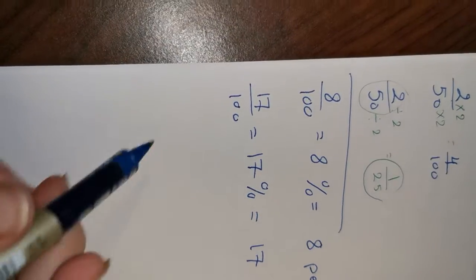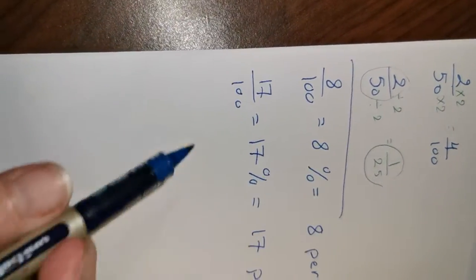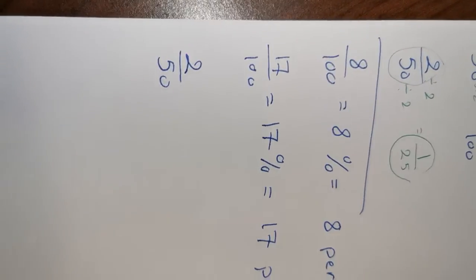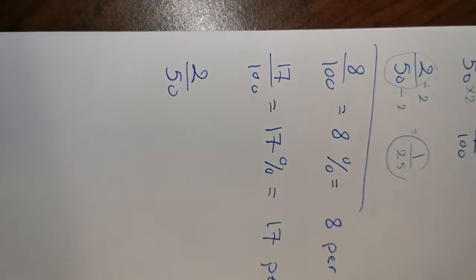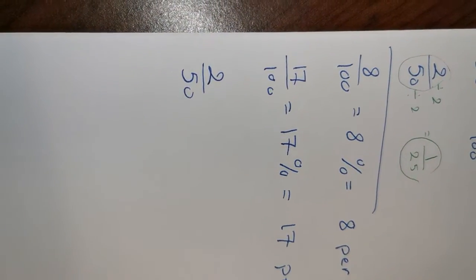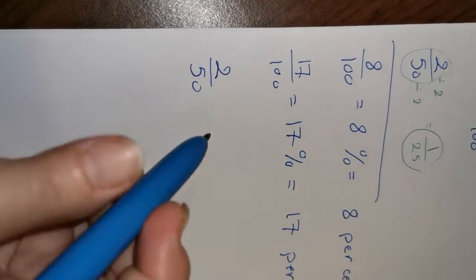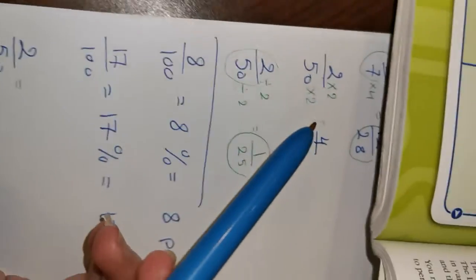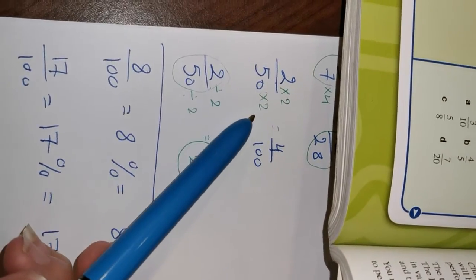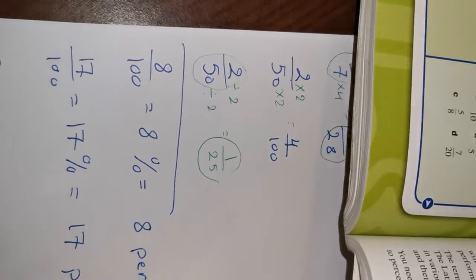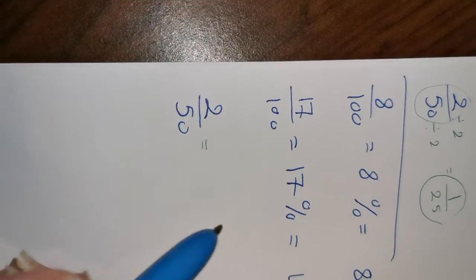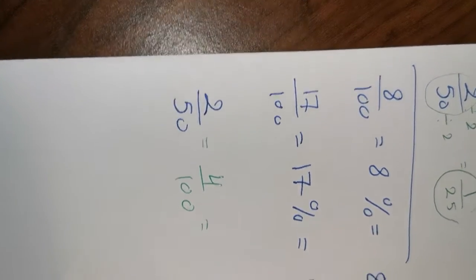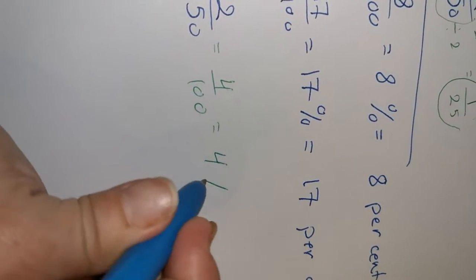What about 2/50? You can't write it as a percentage because you don't have 100 in the denominator, but you can make 100 by making an equivalent fraction. You can notice that we made an equivalent fraction from 2/50 by using multiplication to get 4/100. So 2/50 is equal to 4/100. So you can write it as a percentage, which is 4%.